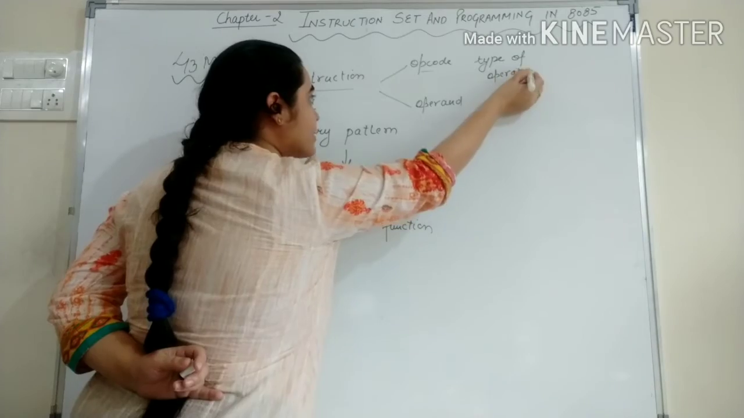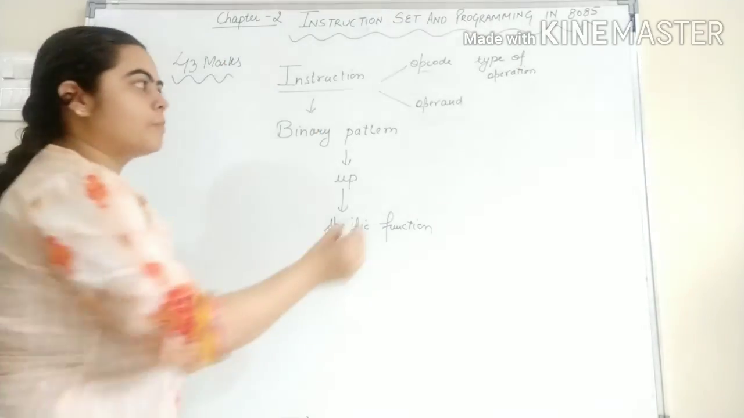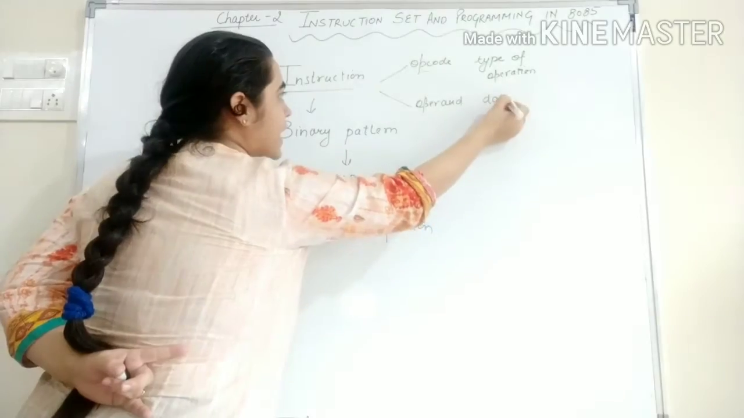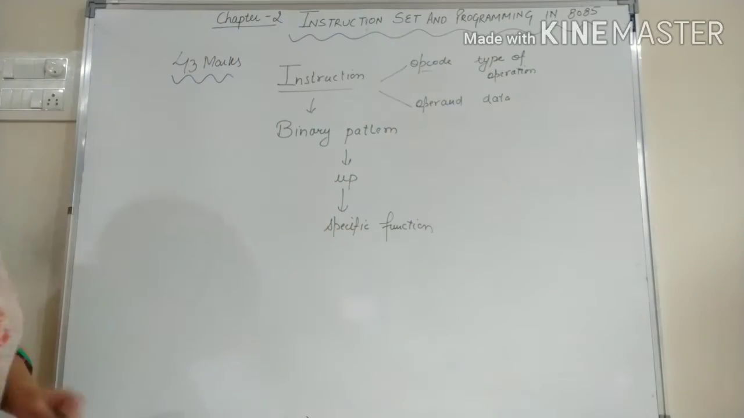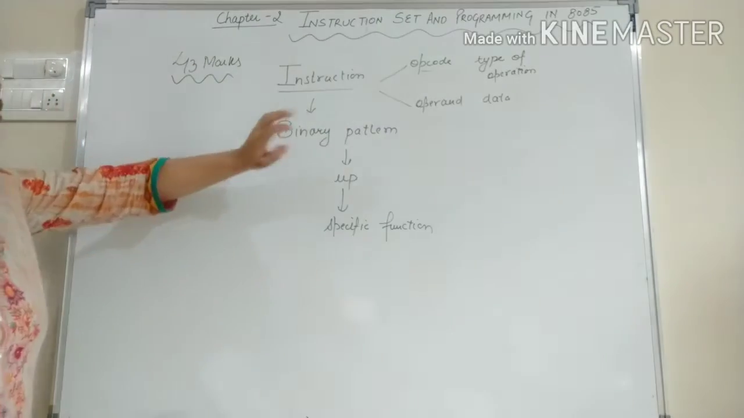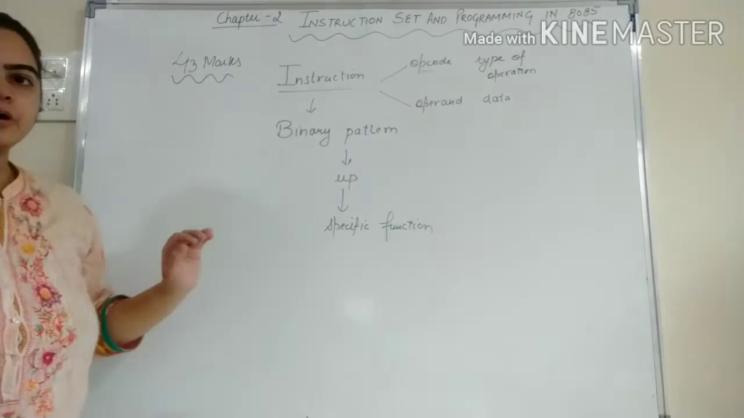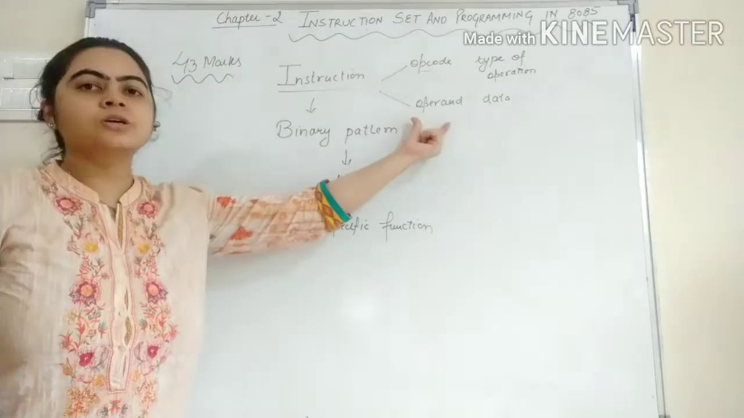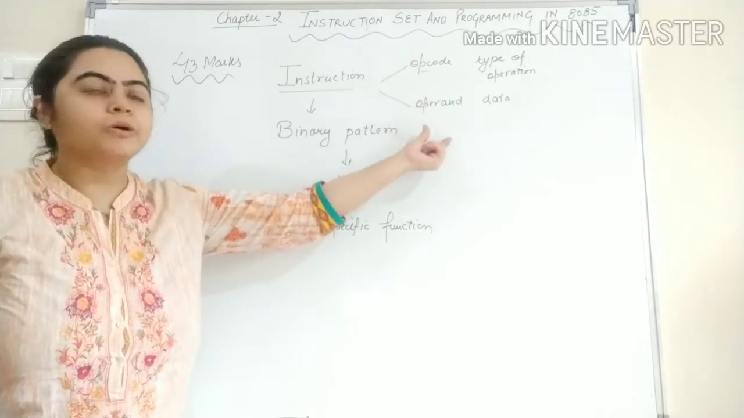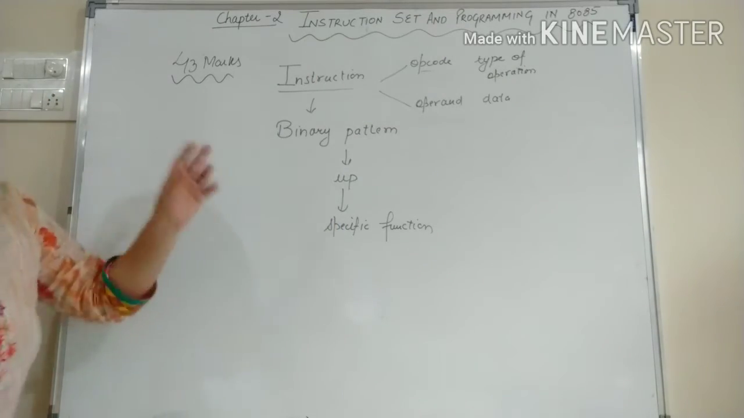Okay, and what is an operand? Operand is the data on which we have to apply the operation. So operand is the data while opcode is the type of operation. Suppose we have to add numbers. Okay, so opcode means add, that will tell which operation is to be performed, and the number is the operand, where we have to perform the add operation. So that is the operand as well as the opcode.